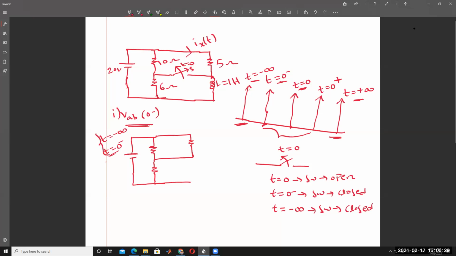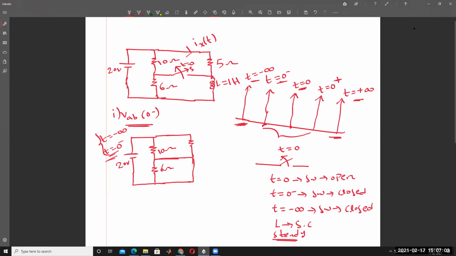Same. Okay. Circuit position same. So here 20 volts. Here 10 ohms. Here 6 ohms. Switch is closed. So under steady state condition, the inductor acts as a short circuit. Am I right? Under steady state condition, the inductor acts as a short circuit. That's why it will be represented like this under steady state condition.